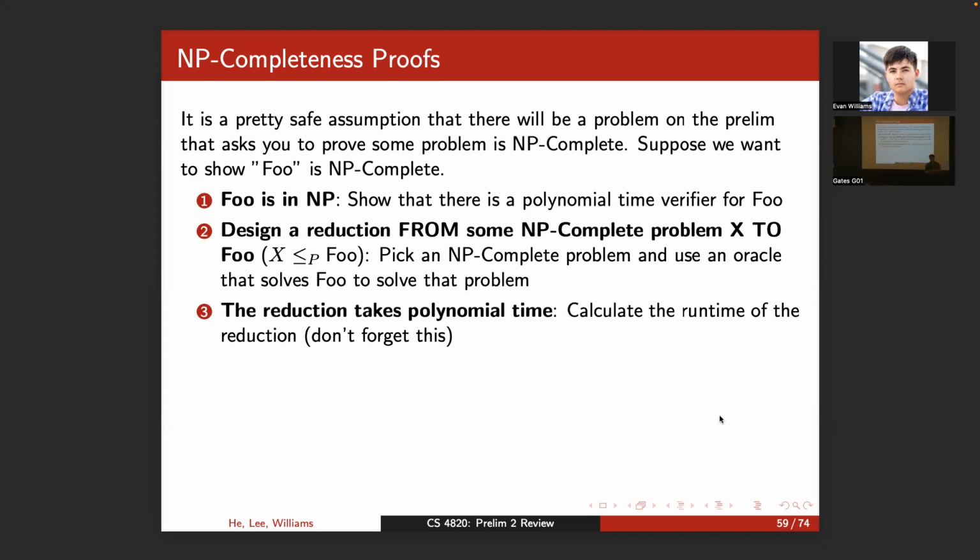Then you need to calculate the runtime of your reduction, and you need to explicitly state that it's polynomial time. This is probably where people lose points the most because they just forget this step. So make sure that you say that your reduction is polynomial time. If you're making an exponential number of calls to this oracle, or if you have a reduction that takes exponential time to construct, then it's not a polynomial time reduction and doesn't show anything about the difficulty of your problem. Yeah? Can we just say polynomial, or do we have to say linear or quadratic, or?